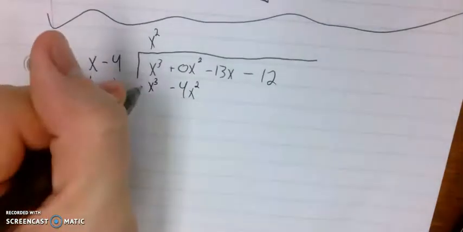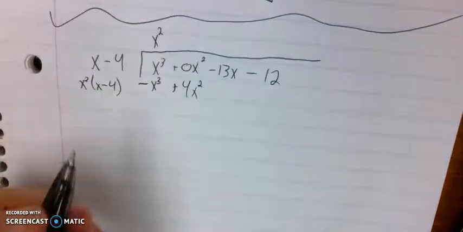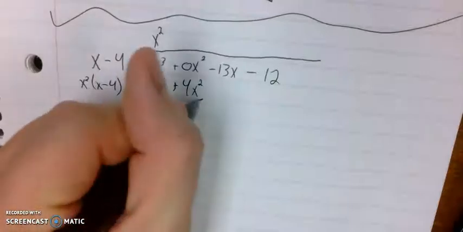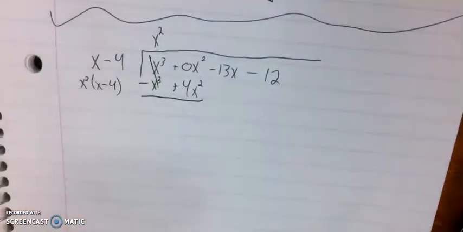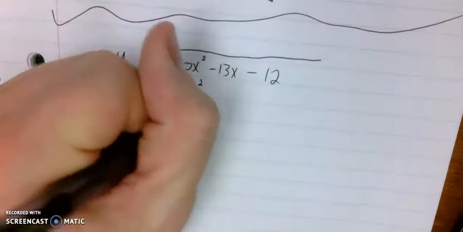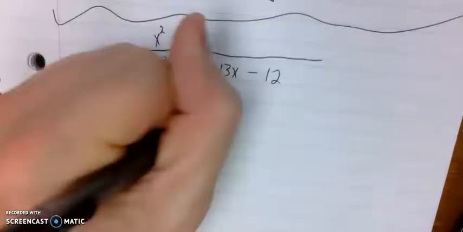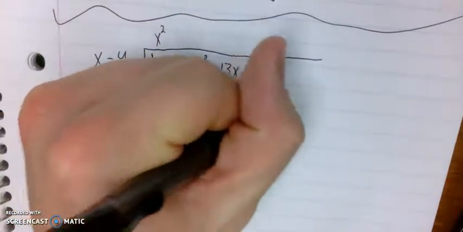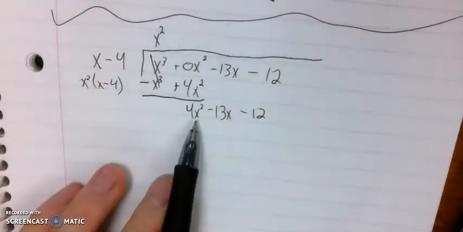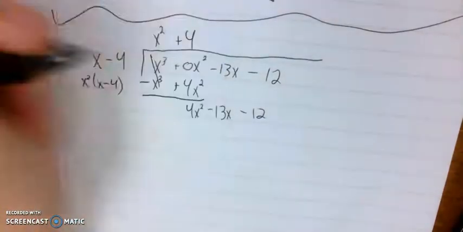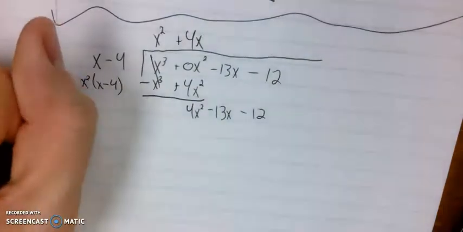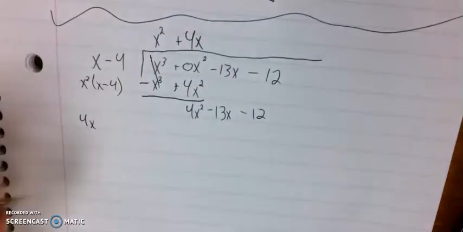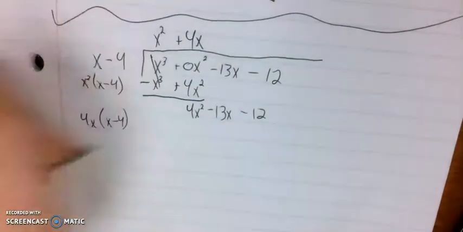And we need to find the difference, so we are changing the signs on everything. So what was negative goes positive, positive go negative. We combine straight down, first terms cancel. Here we've got 4x squared minus 13x minus 12. To turn an x into a 4x squared, I need to multiply by a 4x. Off to the side, I'll distribute that 4x into my divisor, x minus 4.